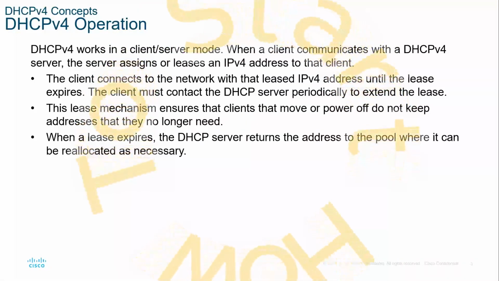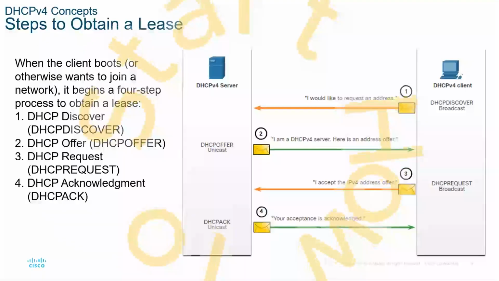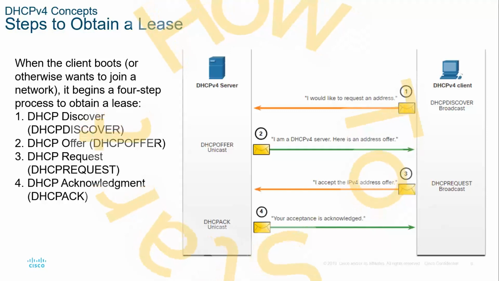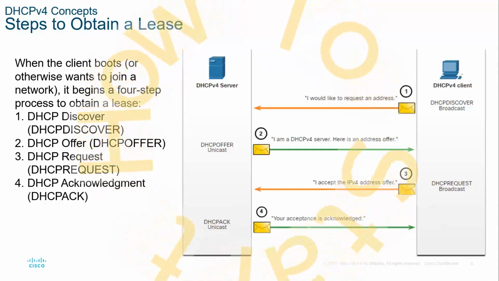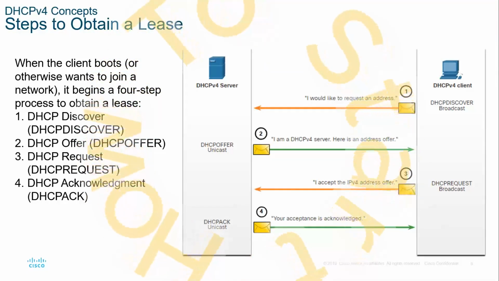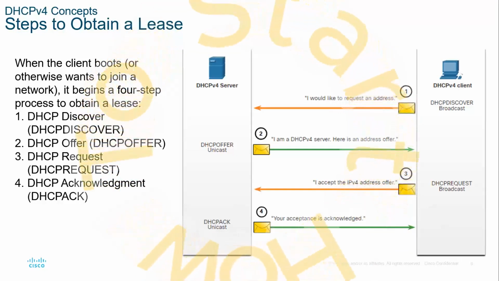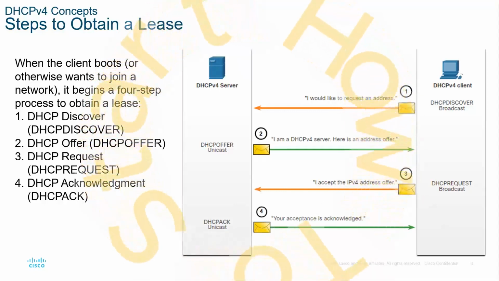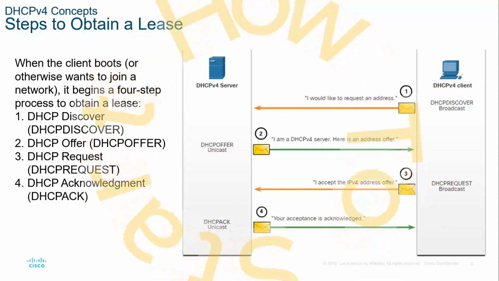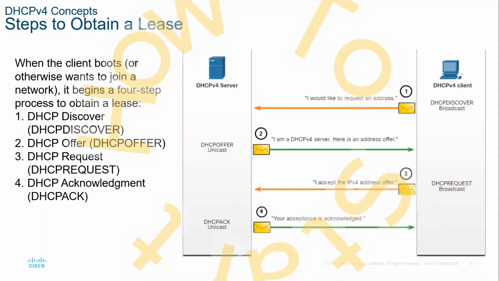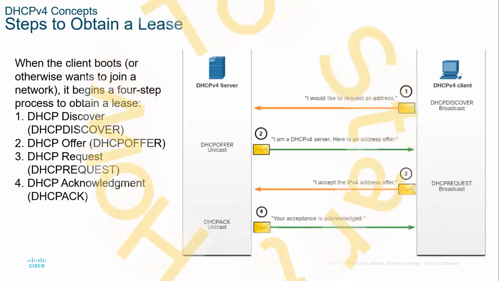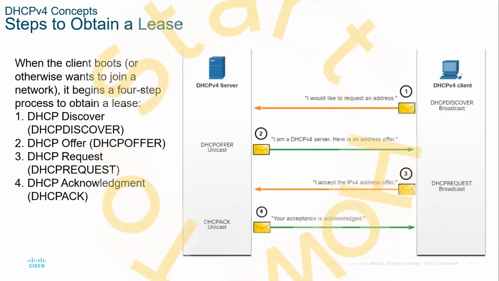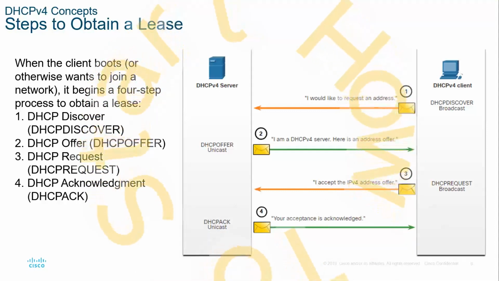The process of obtaining a lease is known as DORA: Discovery, Offer, Request, Acknowledgement. DHCP Discovery is done by a broadcast from the client. It essentially asks, I want an address. The server will send out a DHCP offer as a unicast: I am the server, here is an address offer. The client will receive the offer.